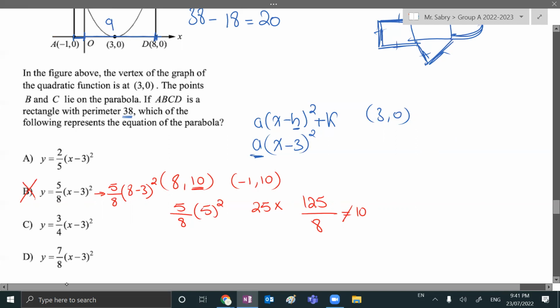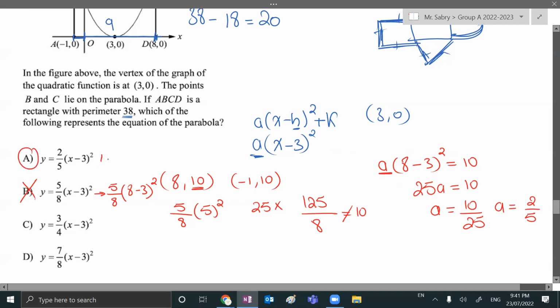Let's say we'll try 8 minus 3 all to the power of 2. Actually, no, we can do this easier. We can say that instead of the x, I'll put the 8 minus 3 all to the power of 2. And I leave this part, the a, as the unknown, and I'll make this equals to 10. And I'll solve the equation. That should get me 25a equals to 10, which means that a is equals to 10 over 25, which means that a is equals to 2 over 5. So then choice A is the correct choice.